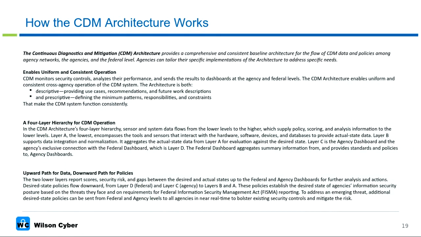Desired state policies flow downward from Layer D, federal, Layer C, agency, to Layers B and A. These policies establish the desired state of agency's information security posture based on the threats they face and on the requirements for FISMA. To address emerging threats, additional desired state policies can be sent from federal and agency levels to all agencies in near real time to bolster existing security controls and mitigate the risk.